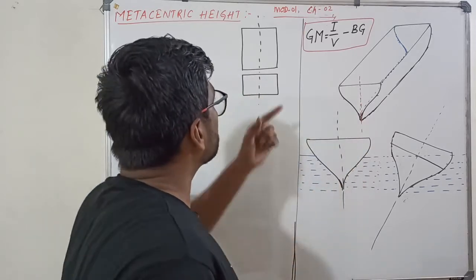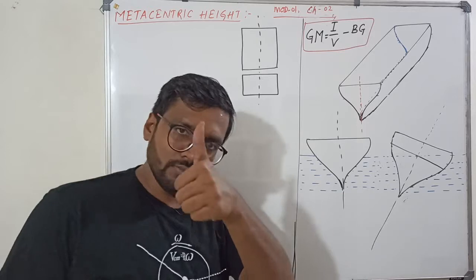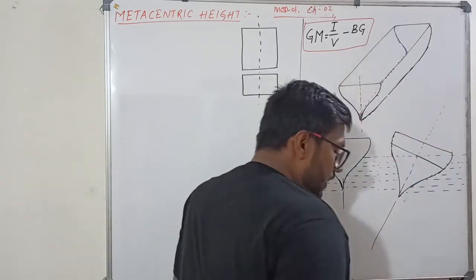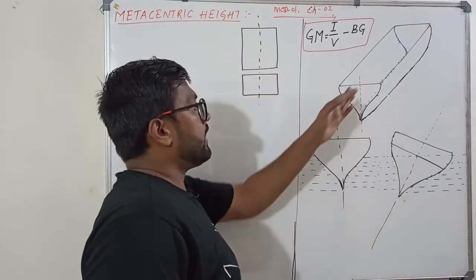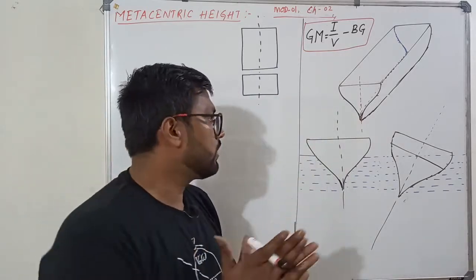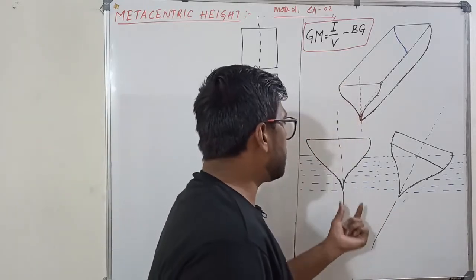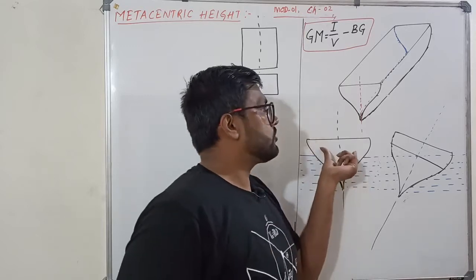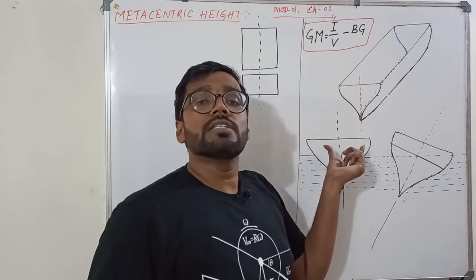How does the top view look? The top view looks something like this. Very good. Because this is the top view, like when you watch from the top. And here it is nothing but a rectangle. Okay, clear? Very good.